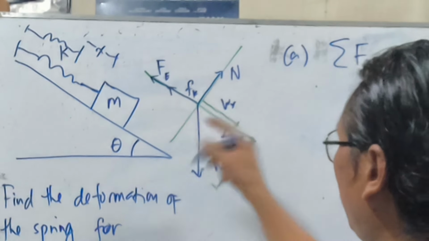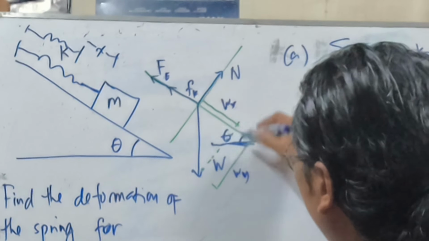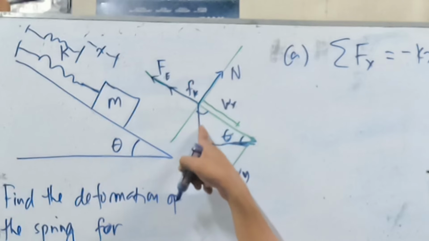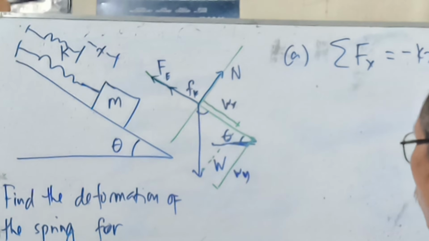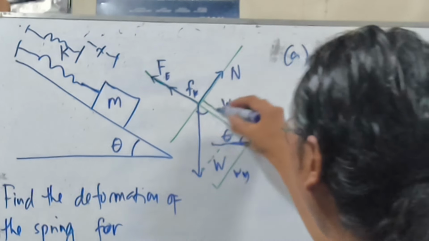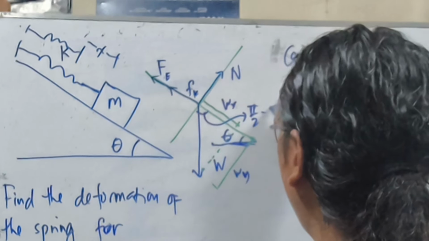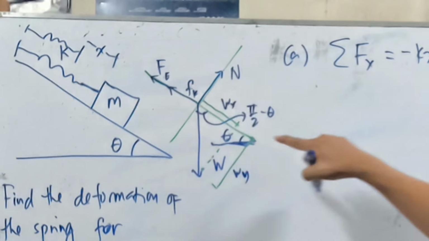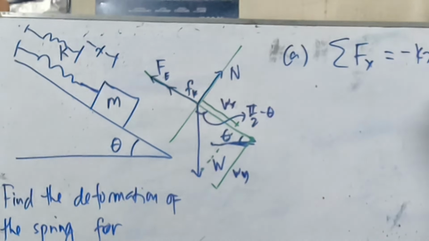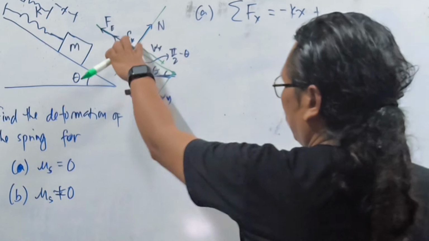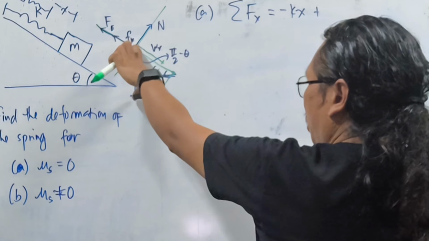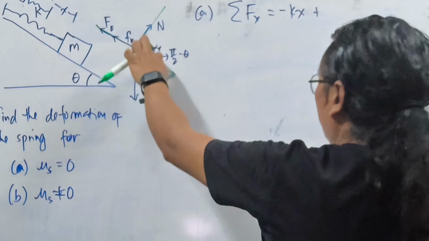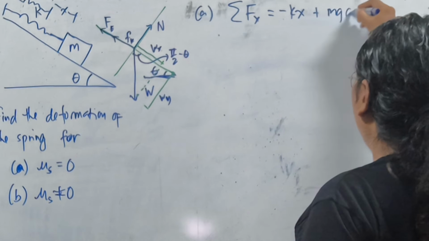Notice that if this angle is theta, then this must be pi over 2 minus theta, or 90 minus theta. I'll write that. Weight x, on the positive side, is plus weight x. But what's weight x? That's just this magnitude right here, which is the weight, mg, times cosine of theta, because we are on the adjacent. So this is mg cosine theta.